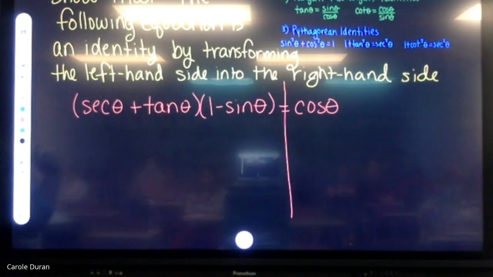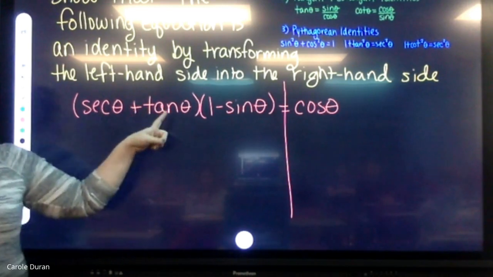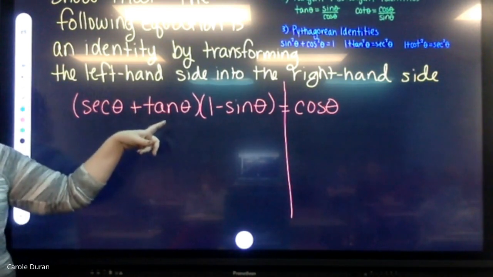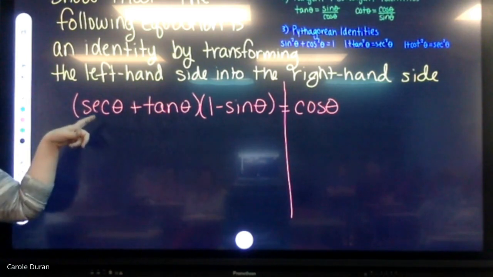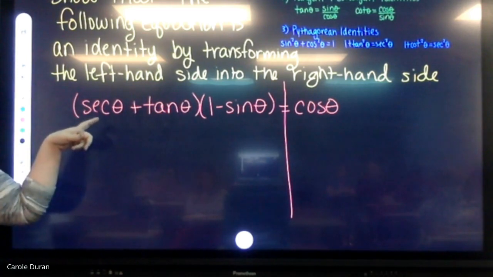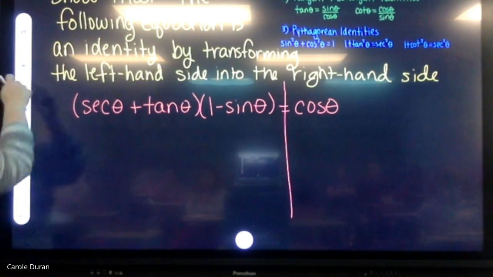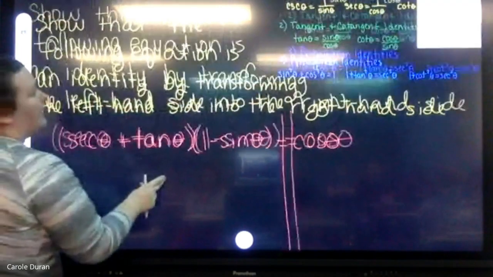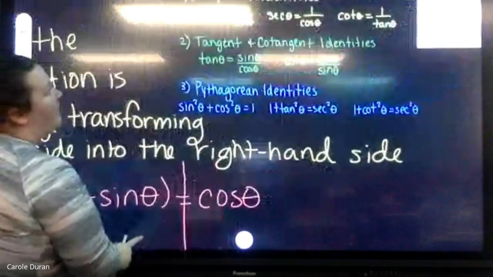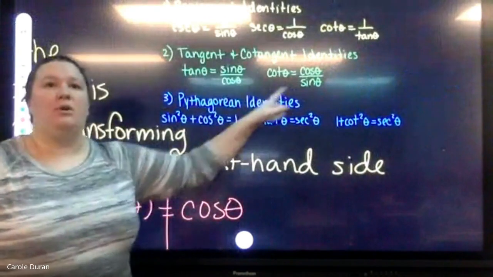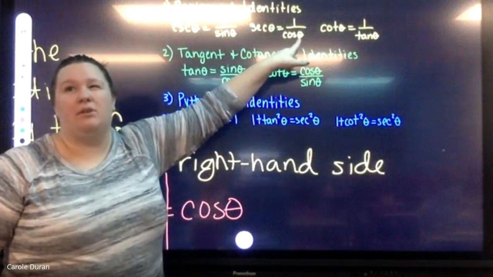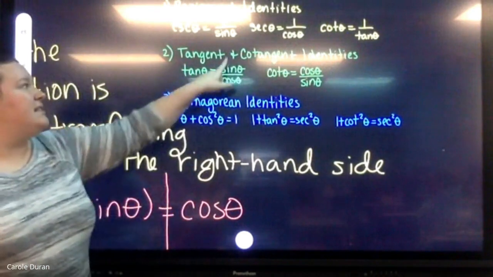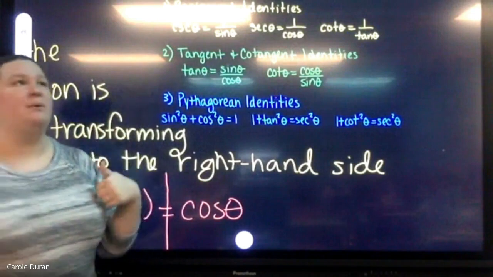I know I can work with the tangent identities because I have a tangent in here, and I know I can work with the reciprocal identities because I have a secant, and I know its reciprocal is cosine. So I'm going to work with those identities, and I'm going to rewrite what I have into whatever they're equal to. So secant is equal to 1 over cosine, so that's what I'm going to rewrite it as. Tangent is equal to sine over cosine, so that's what I'm going to rewrite it as.